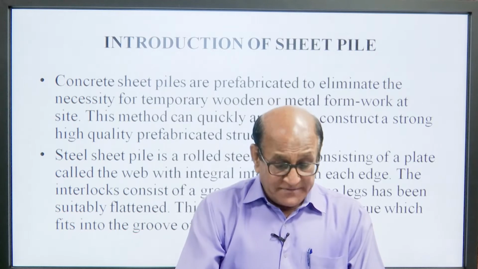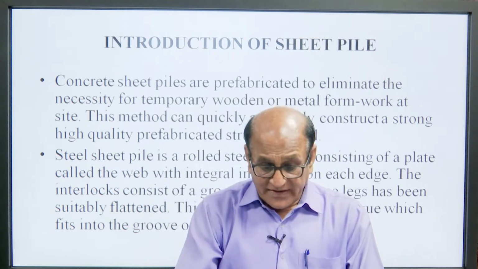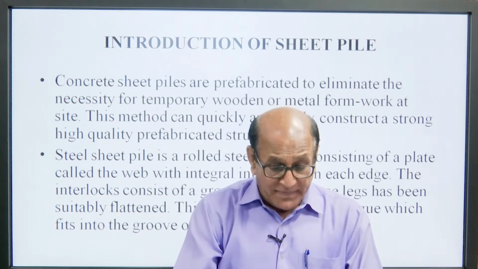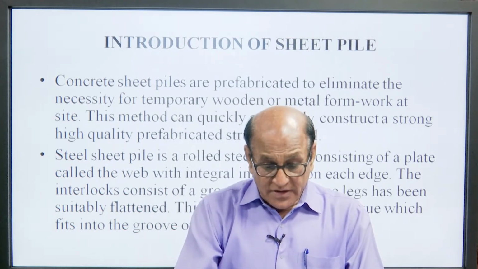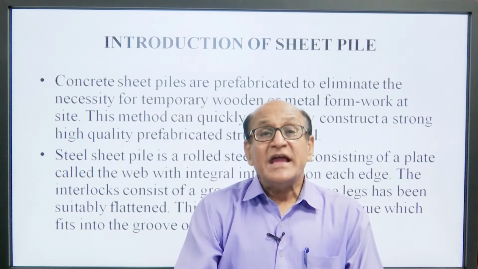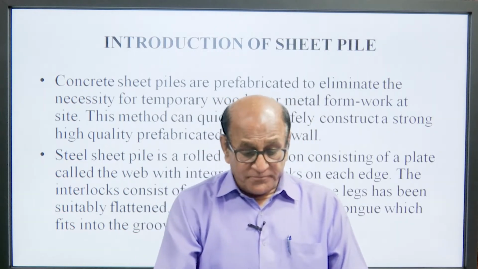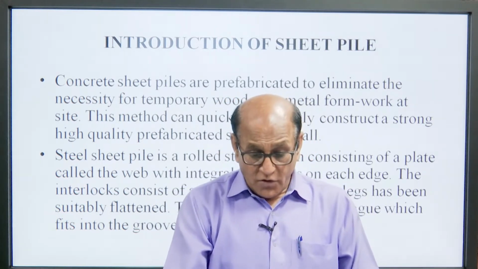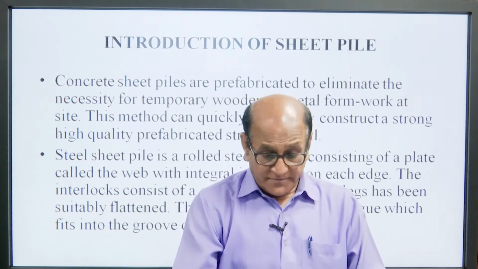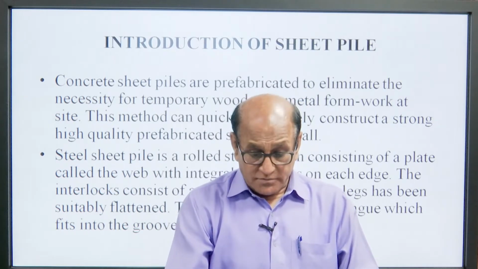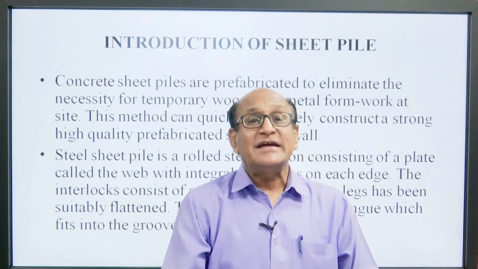A steel sheet pile is a rolled steel section consisting of a plate called web with integral interlocks on each edge. The interlock consists of a groove. One of those legs is suitably flattened. The flattening forms the tongue which fits into the groove of the second sheet.